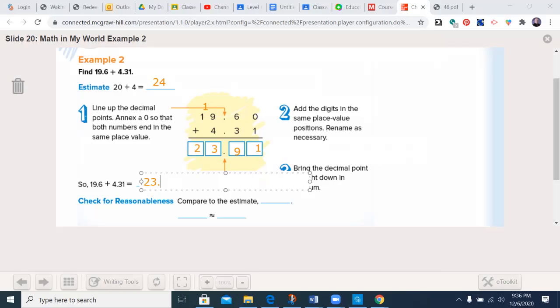23.91. Make sure you're writing this in as well. Compared to the estimate, which was 24, 23.91 is pretty close to 24. Go ahead and make sure this is all filled in.